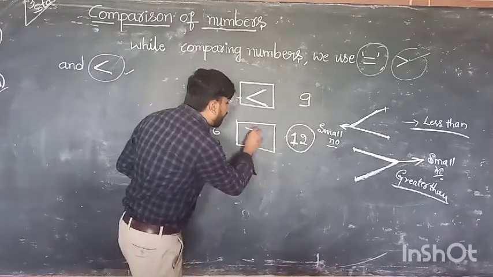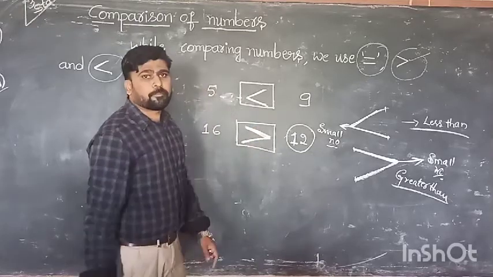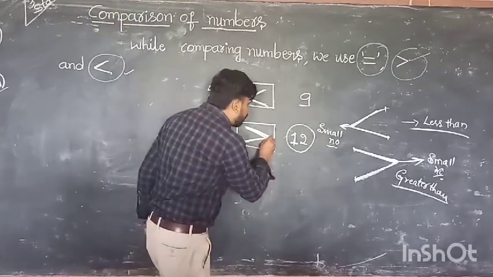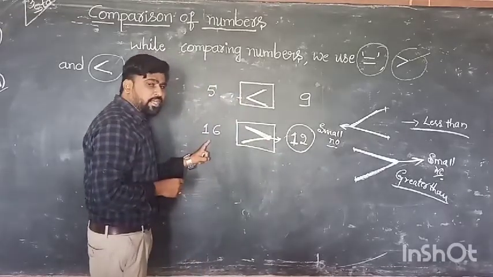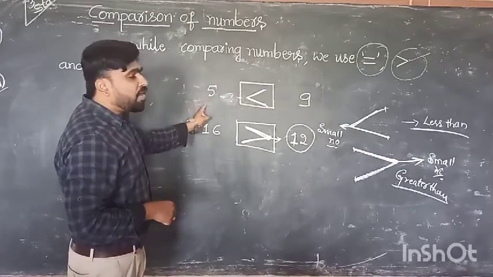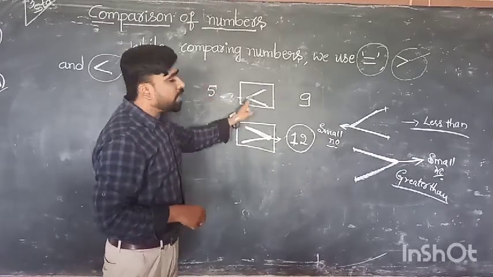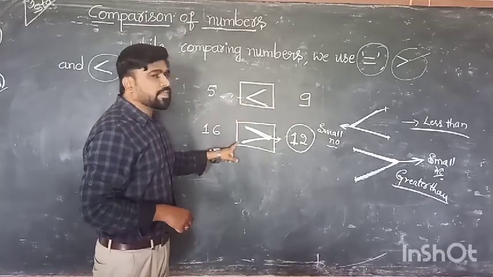Sharp edge ಎಲ್ಲಿ ಬರಬೇಕಾದ್ರೆ ಉಲ್ಟಾ ಹೀಗೆ ಬರಬೇಕು. ಬರ್ಕೋ? This is like this. How to read? 16 greater than 12. Here 5 less than 9. This is the less than symbol, don't confuse. It is the greater than symbol.